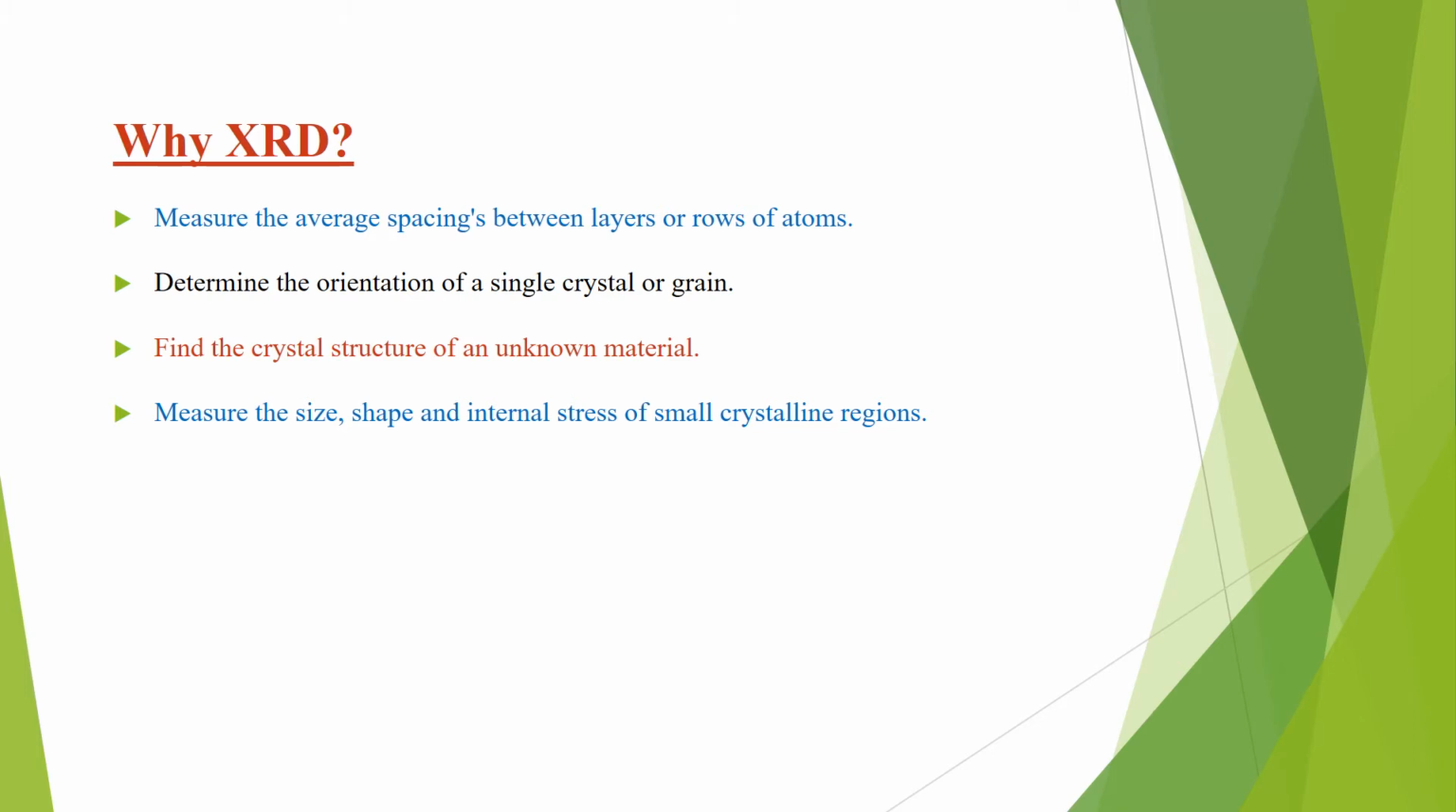So these are the main aspects of XRD: it can be used to measure the average spacing between the layers or rows of atoms. It is also used to measure the orientation of a single crystal. It is used to determine the structure of unknown material, and it can measure the size, shape, and internal stress of small crystalline regions.